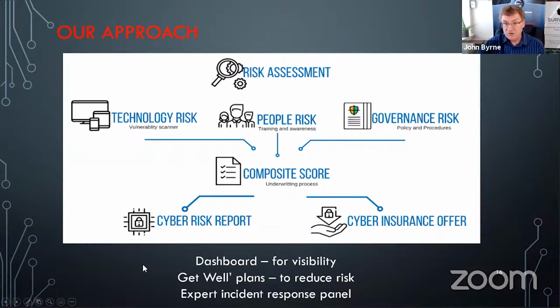This is a simple illustration of our approach. We have a risk assessment process where we look at technology risk, people risk, and governance risk. We pull in data through API into our platform, where we create scores for the individual three pillars, a score called a composite score for the overall cyber score. And we produce a cyber risk report or board report, as well as a cyber insurance offer. So our software produces a dashboard, some get well plans to actually help the customer reduce risk. And of course, there's an expert incident response panel, usually arranged through insurance.